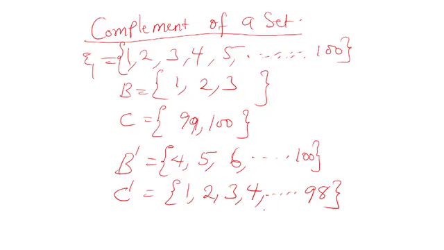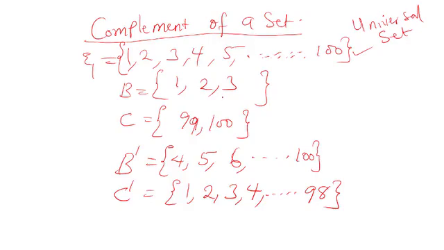Now, this set that contains all the sets that we are using to solve this is called the universal set. It is seen as the universe because it contains everything that we need. So it is called the universal set. All these ones are subsets of the universal set.